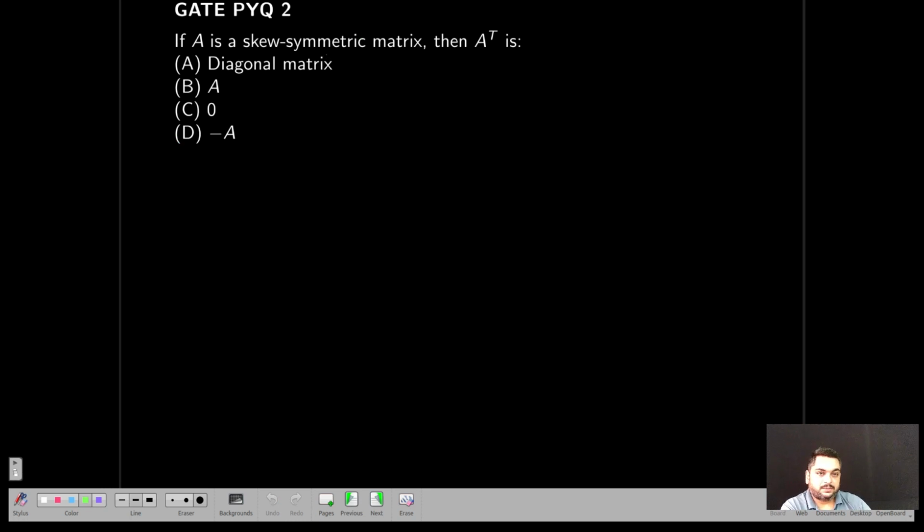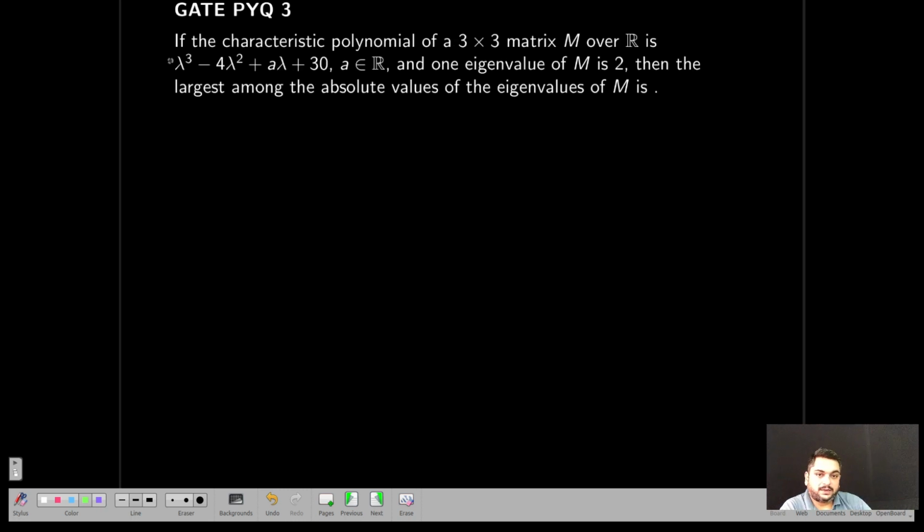If A is a skew-symmetric matrix, then A transpose is, you already know from the property, A transpose is minus A. The characteristic polynomial of a 3 cross 3 matrix M over R is given. So the characteristic polynomial is already given, and one of the eigenvalues of M is 2, already given. Lambda cube means a cubic equation, so there will be 3 eigenvalues. One is already given and they are asking which among these 3 is the largest.